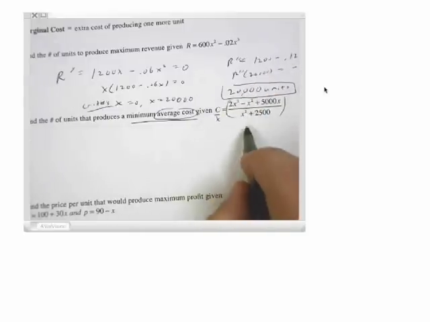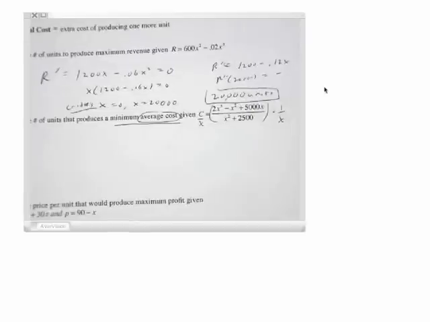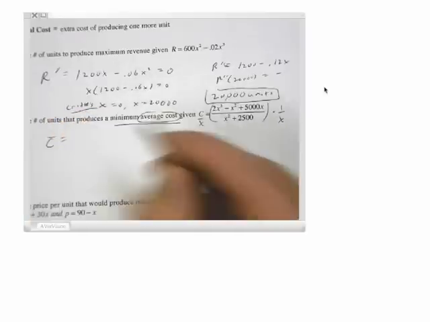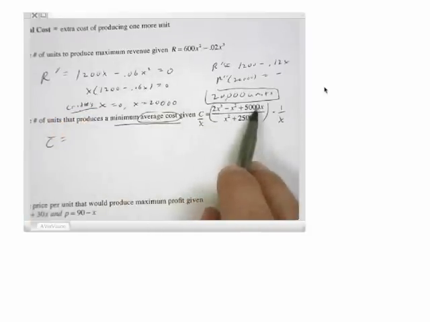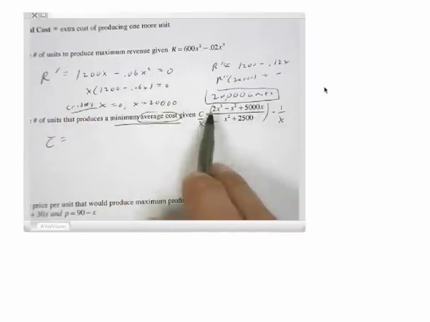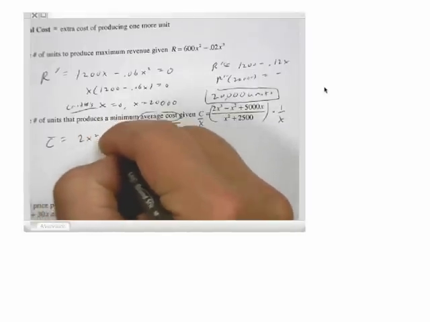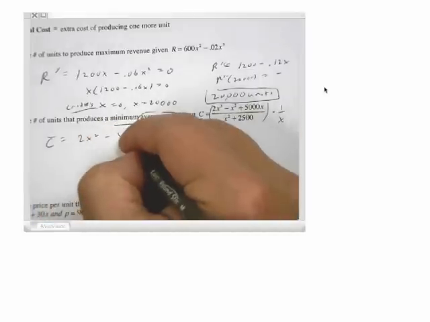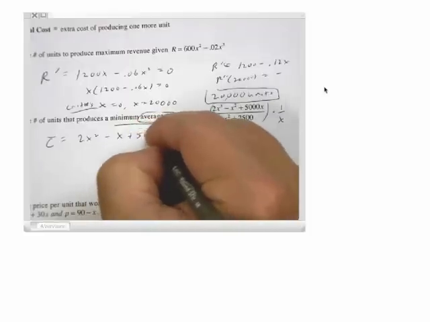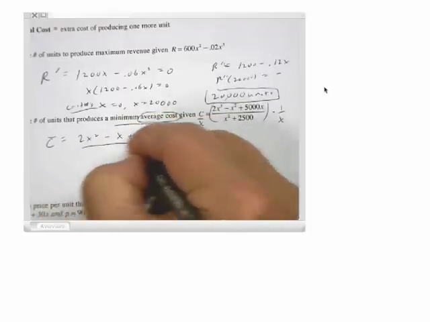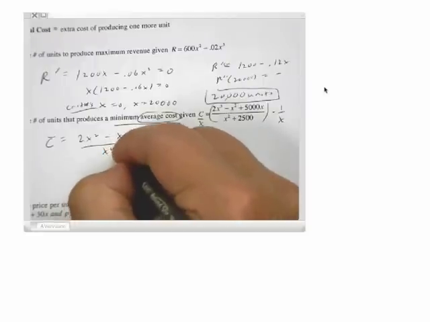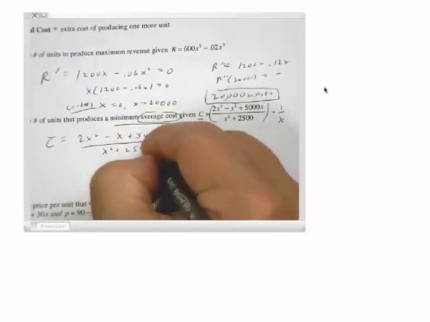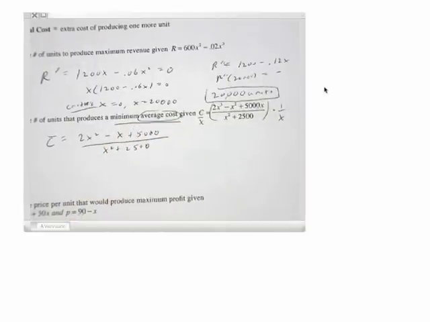Now, since I've got a fraction divided by x, I'm just going to take this equation and times it by 1 over x. Okay? So my average cost equation, now since all of the numerators have an x in them, I'm just going to take x and cancel out with one of the x's in all of the numerators. So I have 2x squared minus x plus 5,000 all over x squared plus 2,500. And there's my average cost equation.